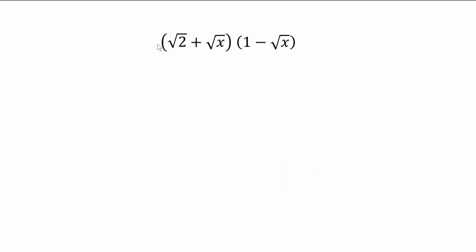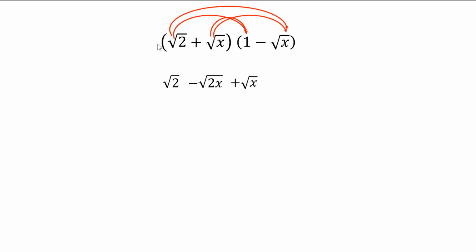So here you have the quantity square root of 2 plus square root of x times the quantity 1 minus square root of x, and you're just going to use the distributive property here. Square root of 2 times 1 is square root of 2. Square root of 2 times square root of x is the square root of 2x. You're subtracting that. And then square root of x times 1 is square root of x, and then minus square root of x times square root of x, which is just x.